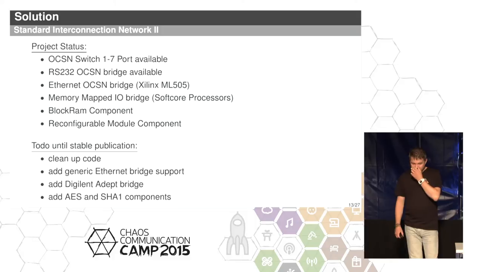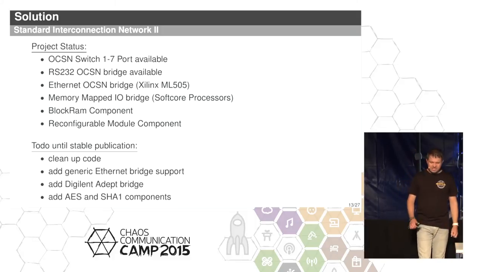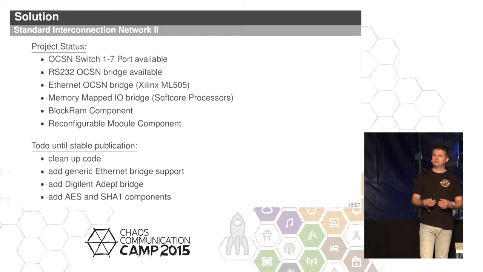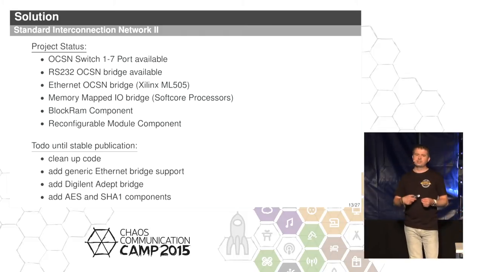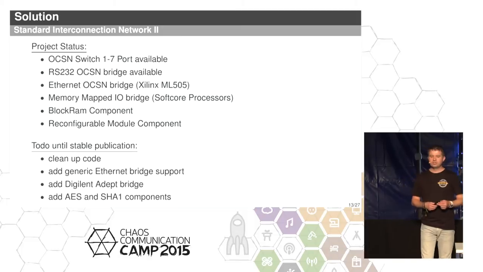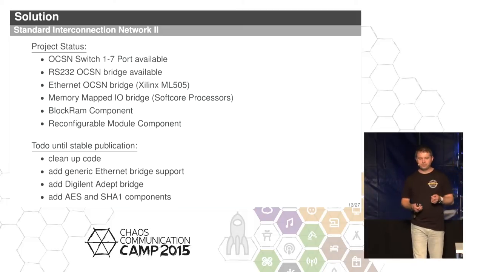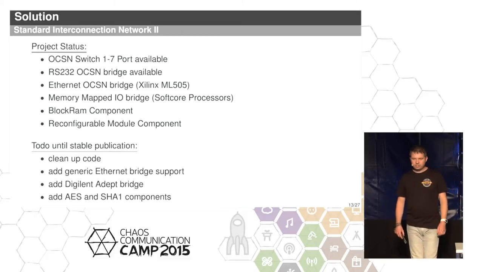I want to publish it at some time. I want to clean up the code a bit and add generic Ethernet bridge support, so you do not need to create different cores for different FPGA boards. You just have to instantiate one component.